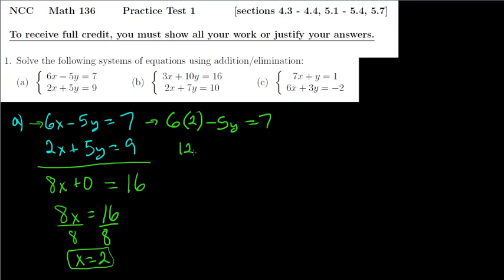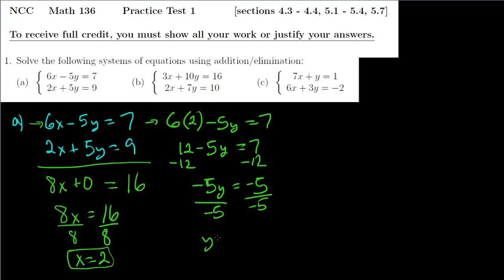6 times 2 is 12. So 12 minus 5y equals 7. Right? Subtract 12 from both sides. You get -5y equals 7 minus 12. So that's -5, right? So when you divide by -5 on both sides, we get y equals 1. So the solution to part A is 2, 1.